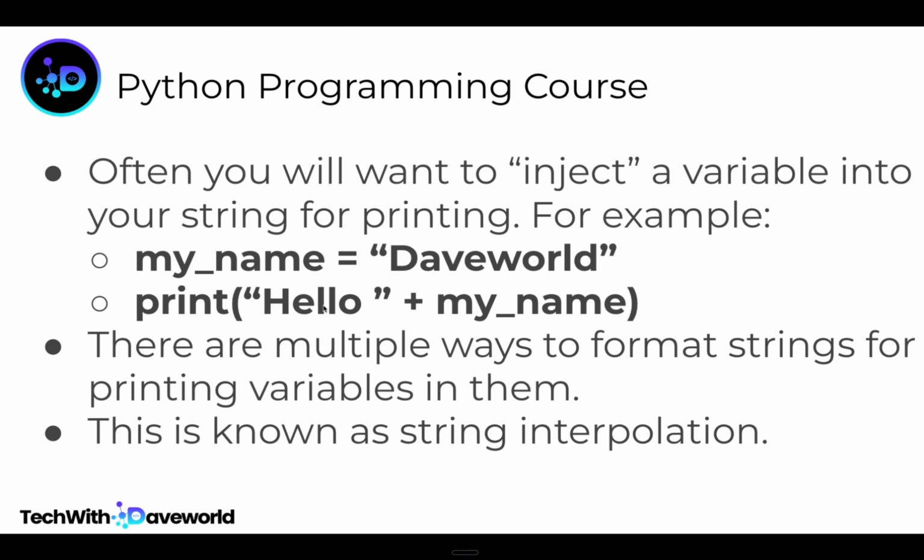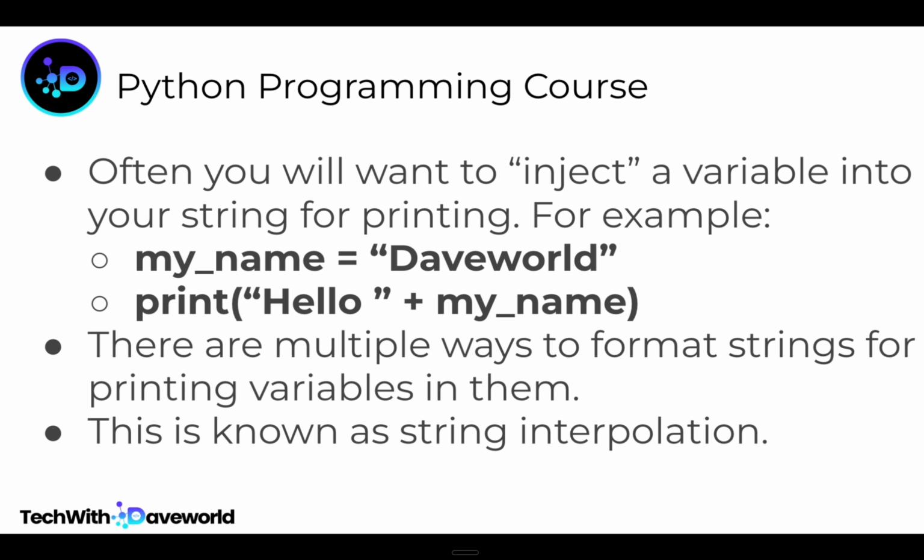For this example, we are doing hello, then we are concatenating the name Daveworld to it, right? Remember I told you what concatenation means, this plus icon. Basically, there are multiple ways to format strings for printing variables in them, and this method is sometimes known as string interpolation. So what this means is how can you interpolate strings together? How can you concatenate strings together?